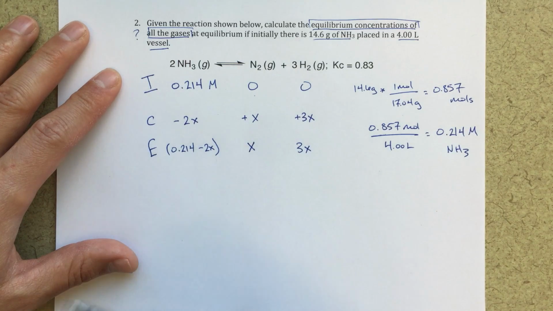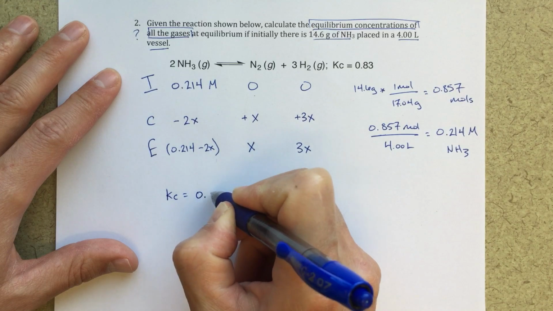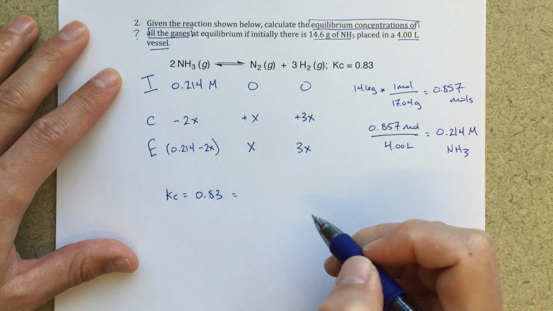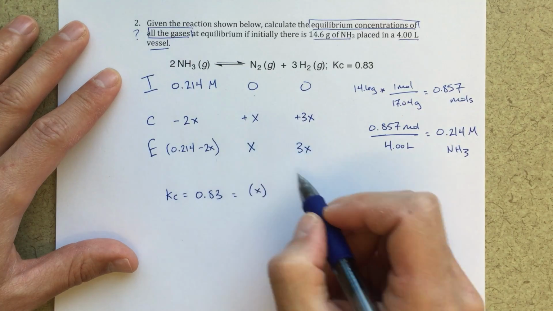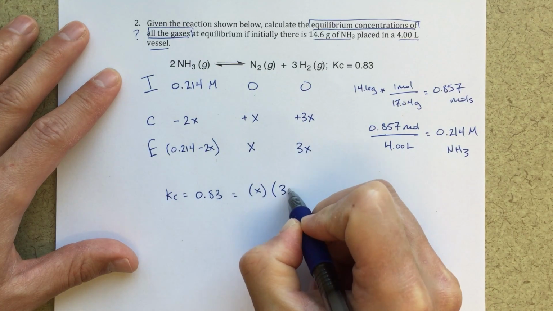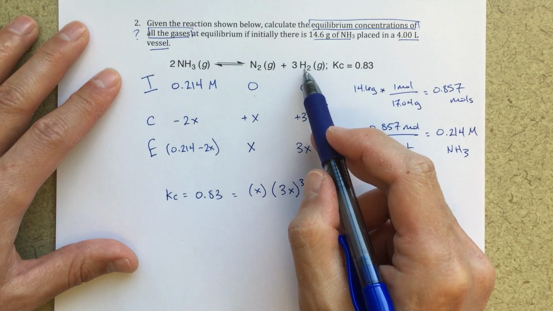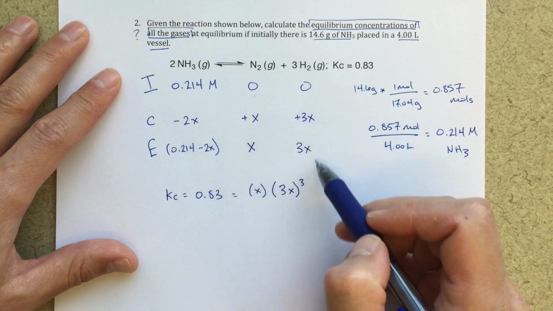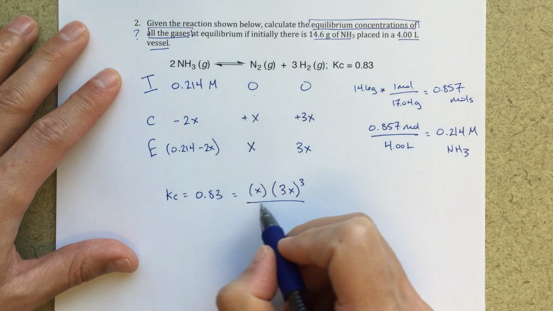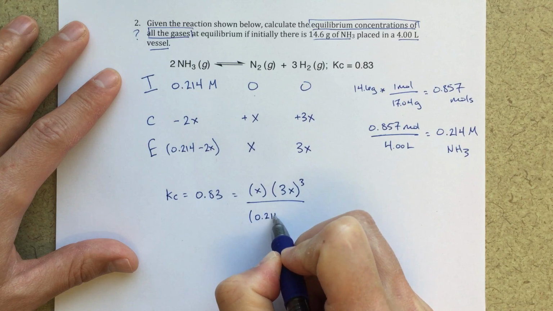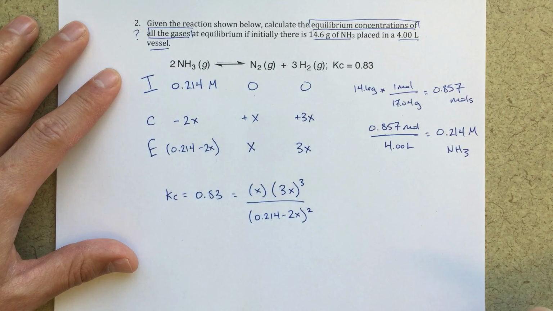And then I'm going to apply that to my Kc, right? So I know that Kc is equal to 0.83. It's my value for Kc. And then that's going to be equal to my concentration of N2, which is going to be x, times my concentration of H2 raised to the 3rd power, right? So this Kc, it's going to be this concentration of H2 raised to the 3rd power because that's what the coefficient is. I'm going to divide that by 0.214 minus 2x, and that's going to be squared, again, because of that coefficient of 2 there.